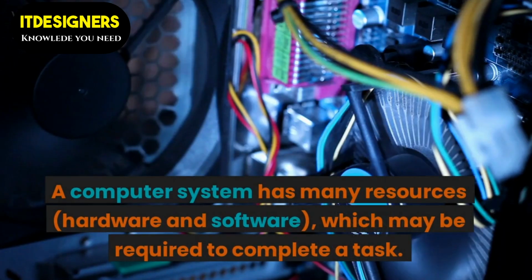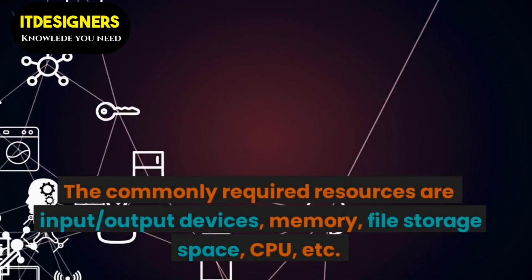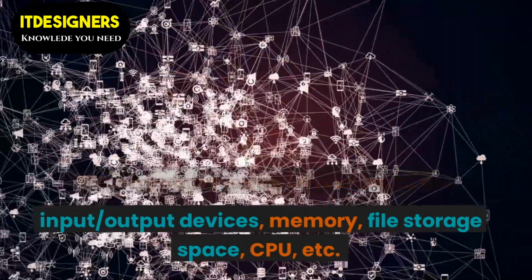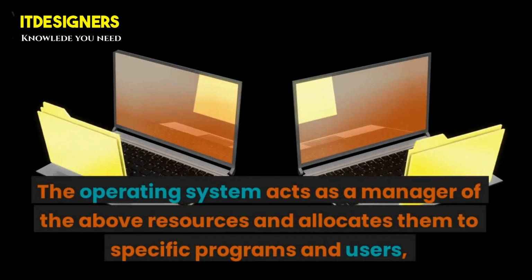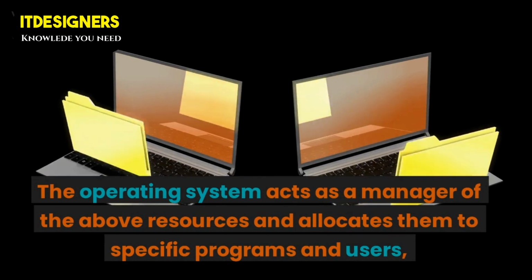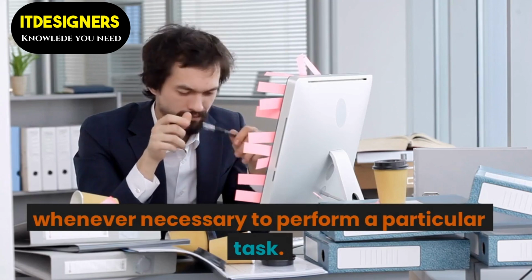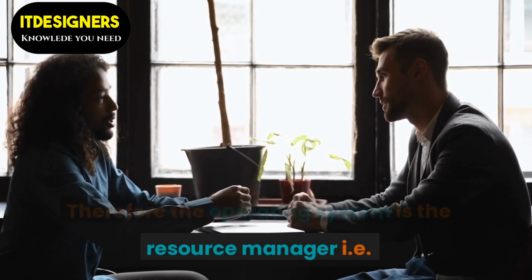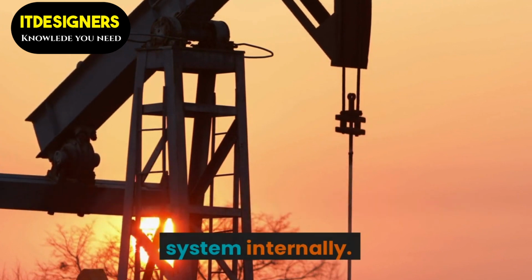A computer system has many resources, hardware and software, which may be required to complete a task. The commonly required resources are input, output devices, memory, file storage space, CPU, etc. The operating system acts as a manager of the above resources and allocates them to specific programs and users whenever necessary to perform a particular task. Therefore, the operating system is the resource manager, i.e., it can manage the resources of a computer system internally.